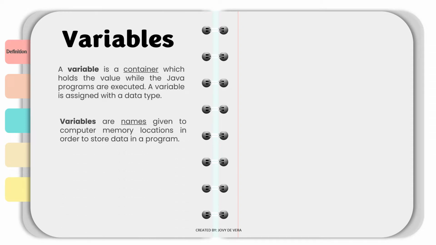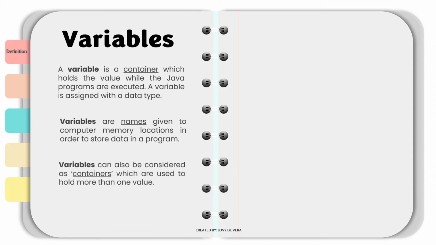Variable names are given to computer memory locations in order to store data in a program. Likewise, variables can also be considered as containers, which are used to hold more than one value. Because its sole purpose is to label and store data in the memory, after which this variable can be accessed throughout the program every time it is needed.